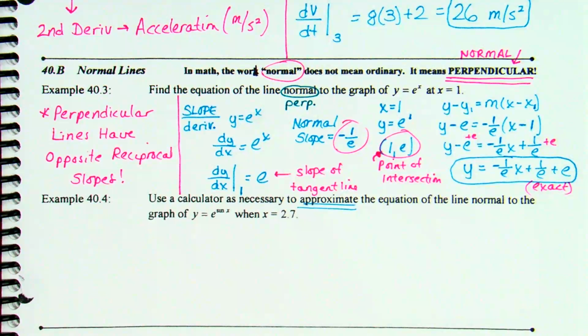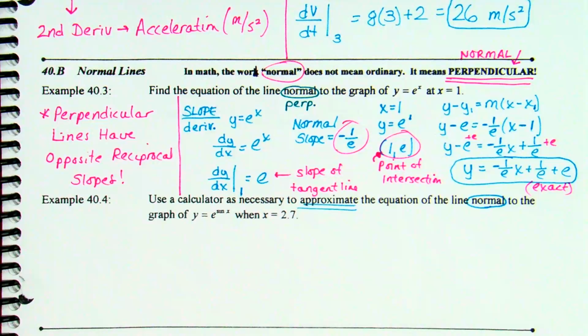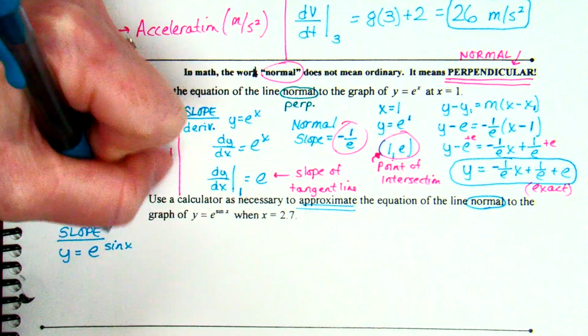So what are we trying to find again? Equation of the line normal to the graph of y equals e to the sine x when x equals 2.7. Same as the last problem. What do I start with? Derivative, because I need a slope. So in order to find slope, we're going to look at y equals e to the sine x, and we're going to find the derivative.